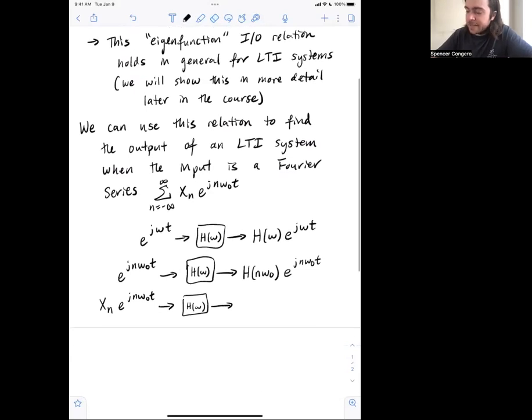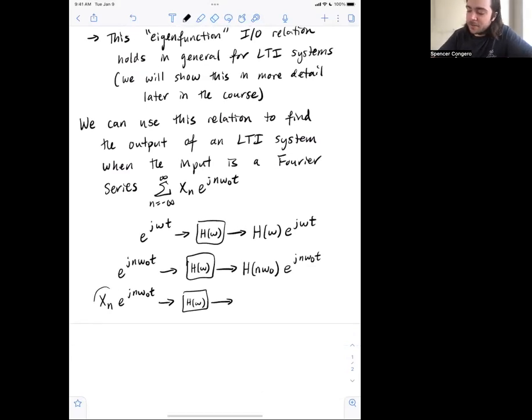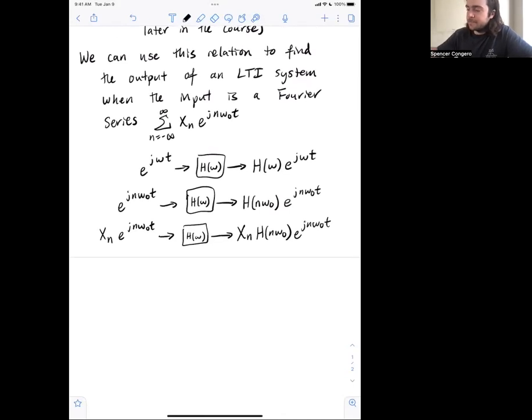Well, by the linearity of this LTI system, when I multiply by a constant, I get the same output I got before, just multiplied by that same constant. So we're using the linearity property of this LTI system. Okay. So we're almost there.